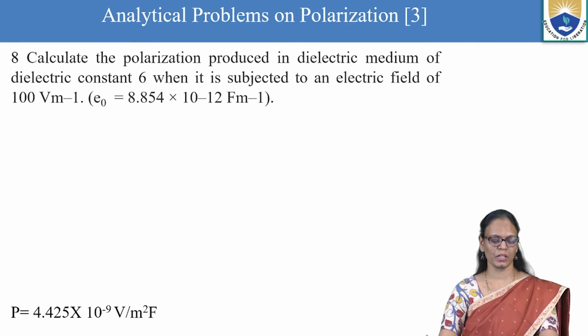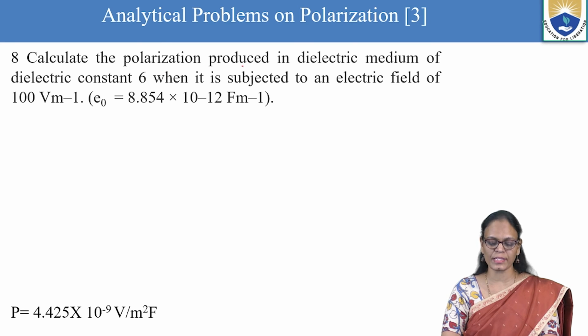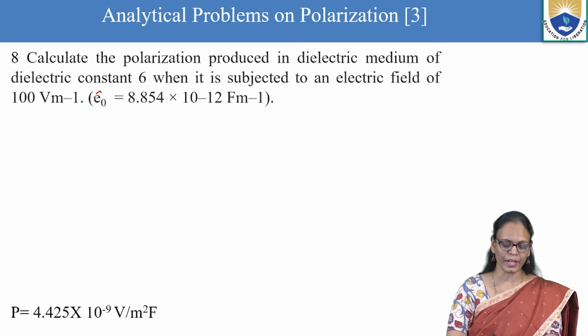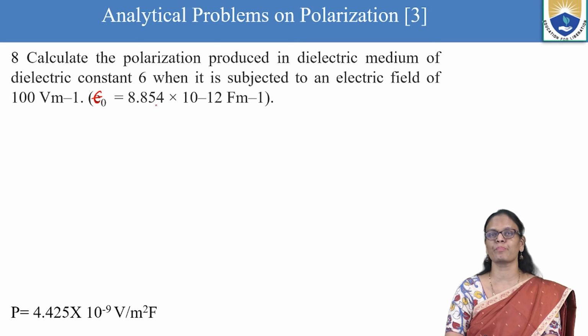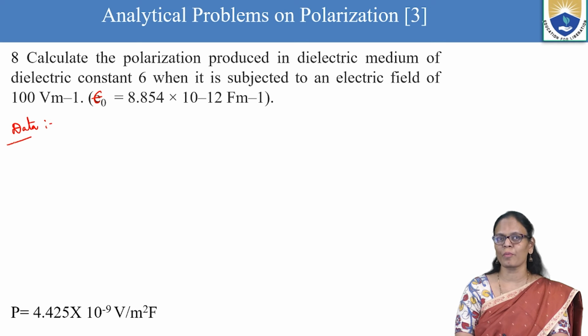Now coming to the next one, 8th one. Calculate the polarization produced in a dielectric medium of dielectric constant 6 subjected to an electric field 100 volt per meter and epsilon naught is 8.854 into 10 power minus 12 farad per meter. Again, this is a simple numerical based on the formula we have already used.